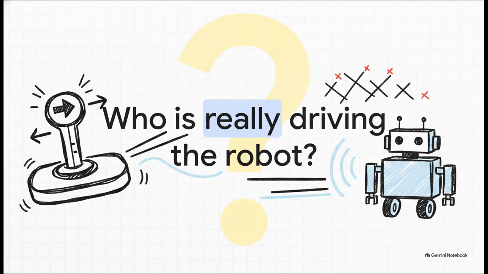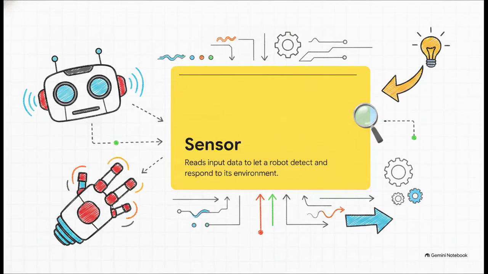Well, let's unpack that. Okay, let's start by locking in some foundational vocab for Unit 02, a sensor. Simply put, a sensor is a device that reads input data to allow a robot to detect and then respond to its environment. You can think of sensors as the robot's eyes, its ears, maybe even its sense of touch. And they aren't just there to look cool, they are highly active components. They're constantly, and I mean literally constantly, gathering live data from the physical world so the robot's computer brain knows exactly what's going on around it.